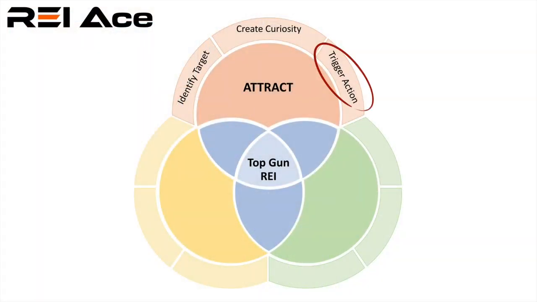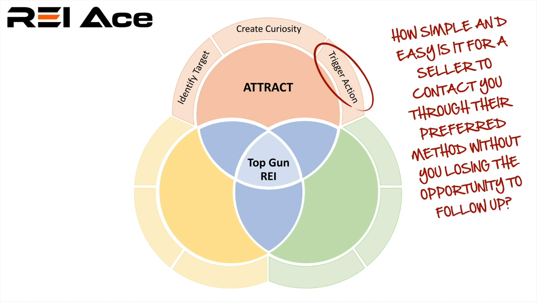So the first profit accelerator is to identify target. The second is to create curiosity. And the third is trigger action. And this is really important to your lead generation marketing. And the question you want to ask yourself is, how simple and easy is it for a seller to contact you through their preferred method without you losing the opportunity to follow up?